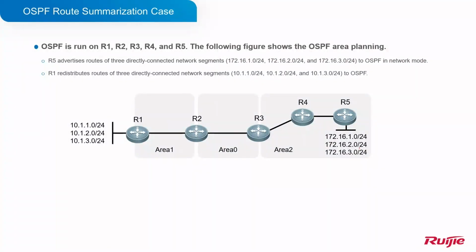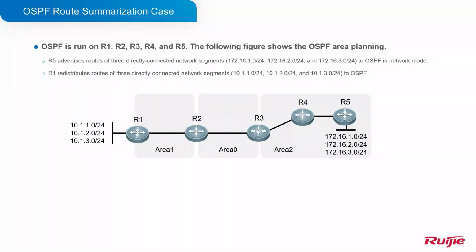When we enable OSPF on R5 and R1, we have to use the network command, and then the 3 networks can be learned from R5. For R1, the 3 detailed routes are directly connected to R1, so we also have to redistribute this routing information into the OSPF domain. So this is the basic topology information.